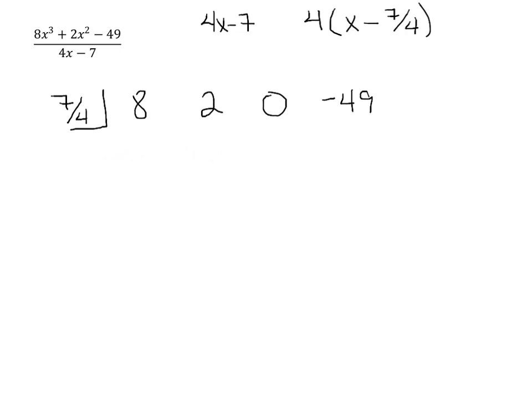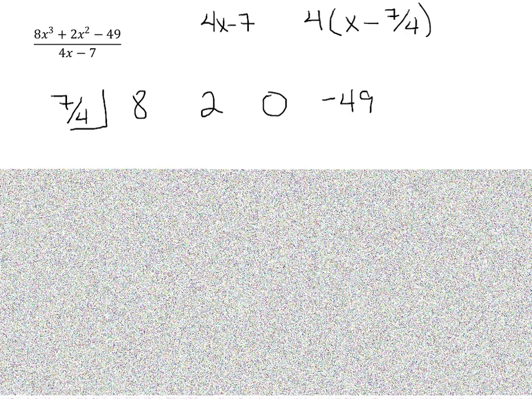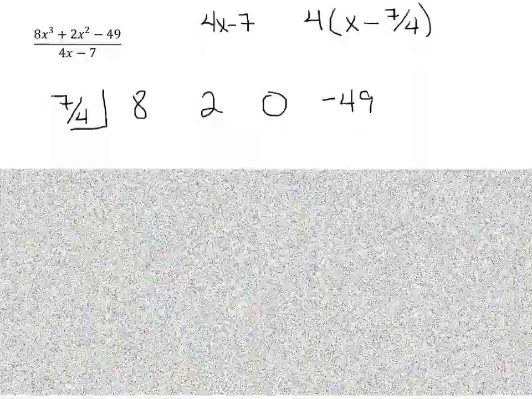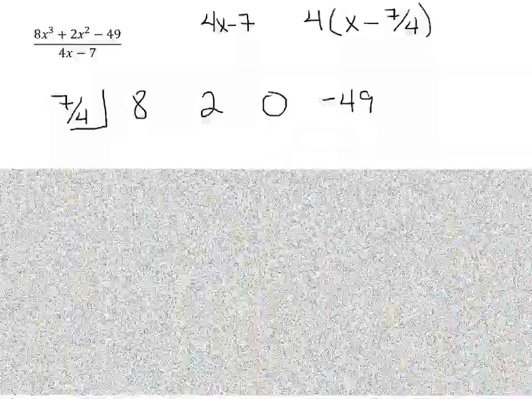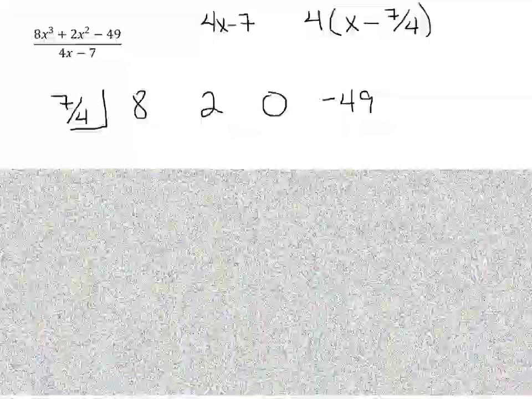So now, oops, need a pencil. There we go. We draw our line, and 8 comes down. So 8 times 7/4, you might want to have some off to the side math here. That's 14. 2 plus 14 is 16. 16 times 7/4 is 28. 28 plus 0 is 28. 28 times 7/4 is 49. And then negative 49 plus 49 is 0. Here there is no remainder. Your answer is 8x squared plus 14x plus 28.